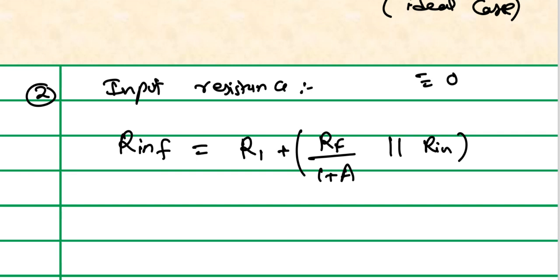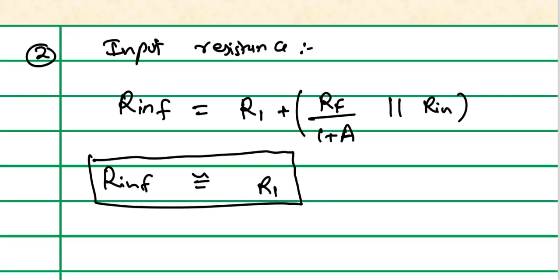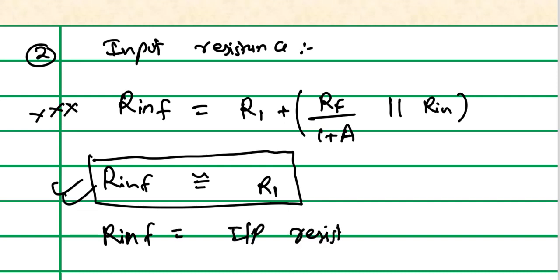So your input resistance is approximately R1 only, whatever the values of A, RF, Rin. We will remember this result for the input resistance of the inverting amplifier, that is the voltage shunt feedback amplifier. So RIF is the input resistance with feedback for a voltage shunt feedback amplifier.